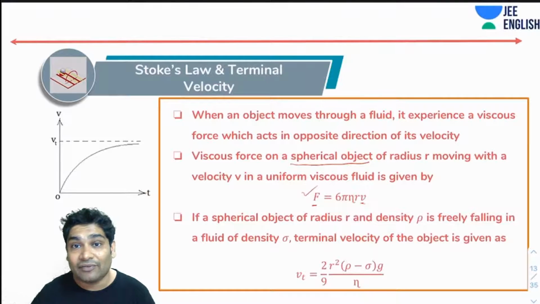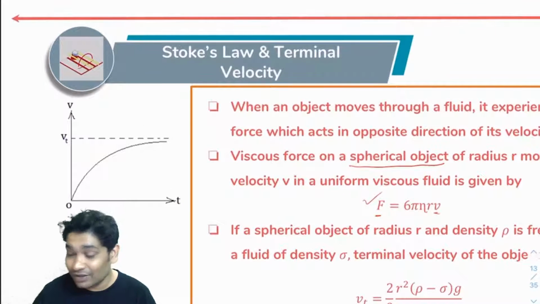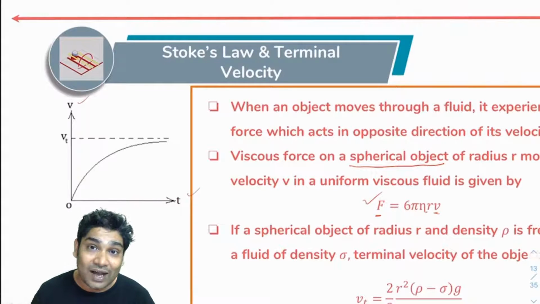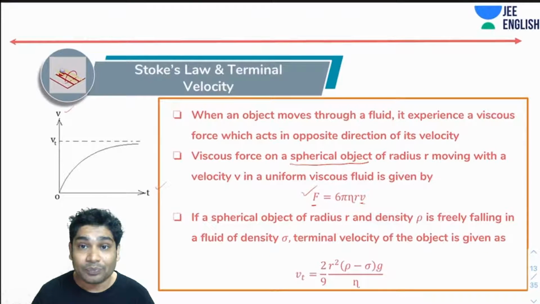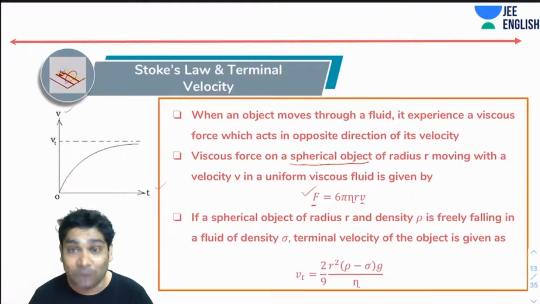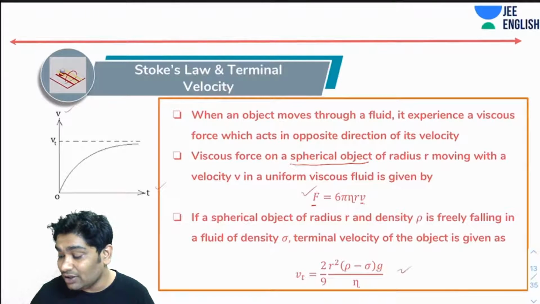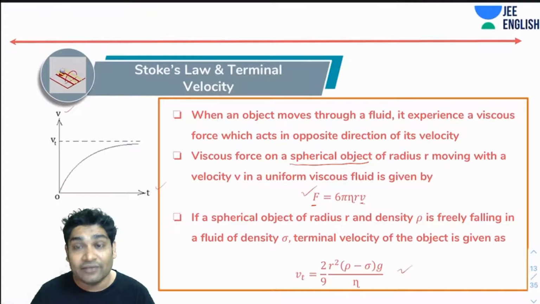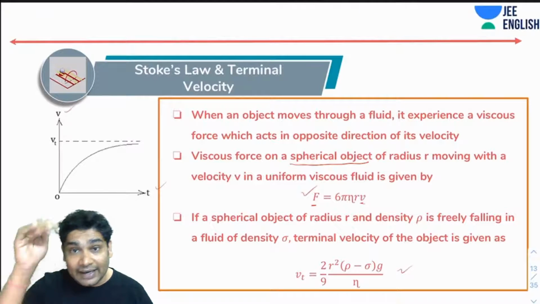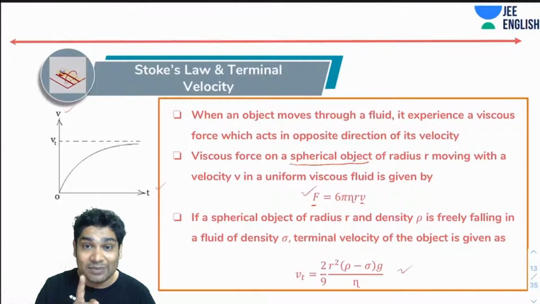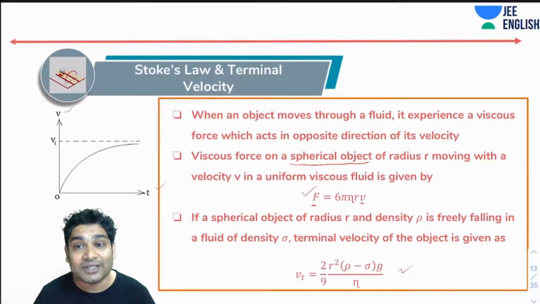You can see the graph of V versus T here. This is how it would look, and eventually at infinite time, it would acquire a terminal velocity. Any spherical object of radius r and density rho falling in a liquid of density sigma has the terminal velocity given by this equation. This is very simple. What you do is equate the viscous force to the net force causing the downward acceleration. The net force causing the downward acceleration would be mg minus the buoyant force. So this is the expression that you will get.